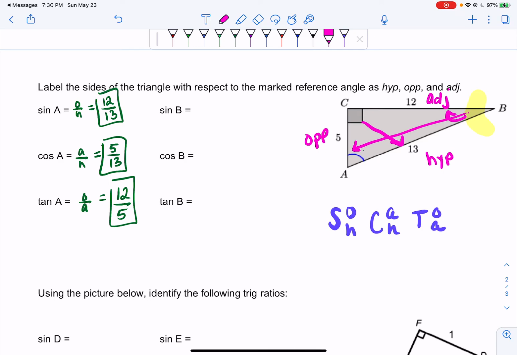Okay, now we want to do sine of B. Again, we know sine is opposite over hypotenuse, and in this case, our opposite is 5 and our hypotenuse is 13.